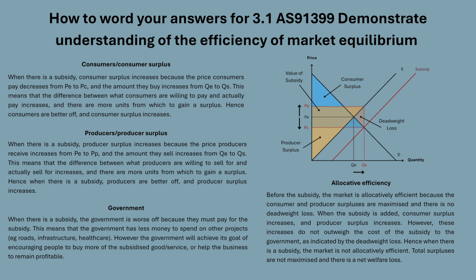So basically what that means is, yes, the consumer and producer surpluses increase, but that increase is offset by the amount that the government has to pay. So the net positive is less than the net negative. So that's why there is deadweight loss.